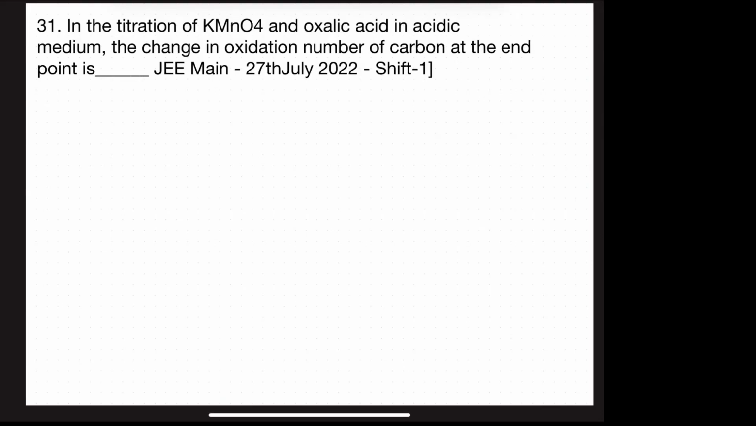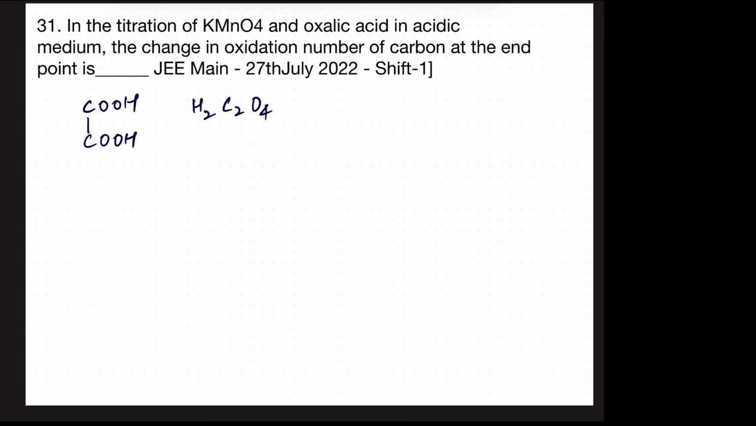In the titration of KMnO4 and oxalic acid in acidic medium, the change in oxidation number of carbon at the end point is dash. Oxalic acid का फॉर्मूला होता है COOH. So this can also be written as H2C2O4. Now what is the oxidation state of carbon in oxalic acid?